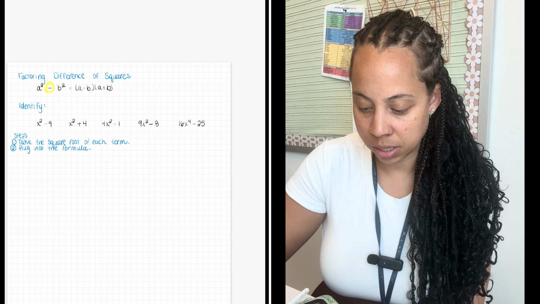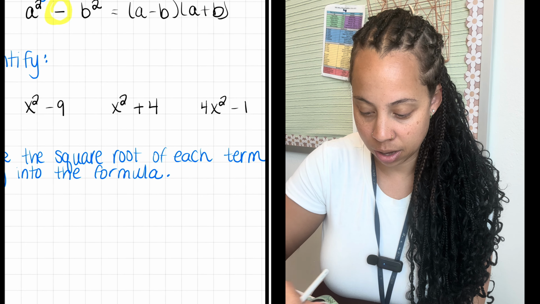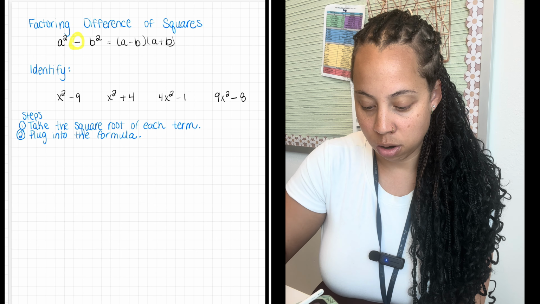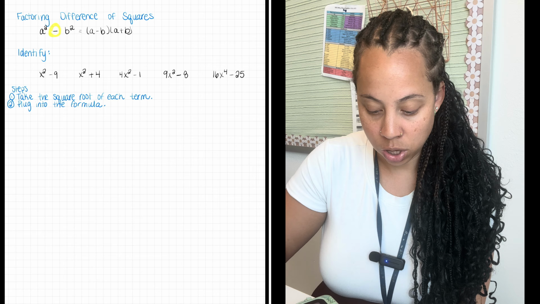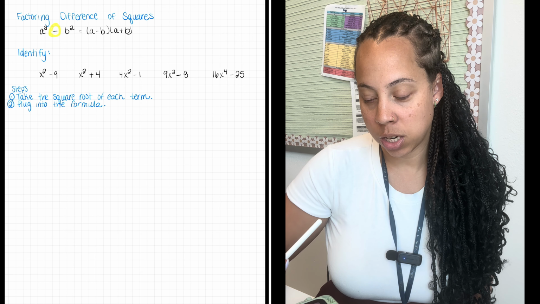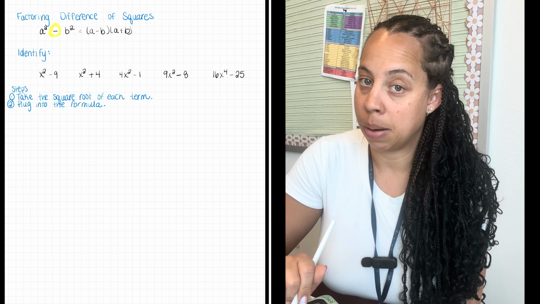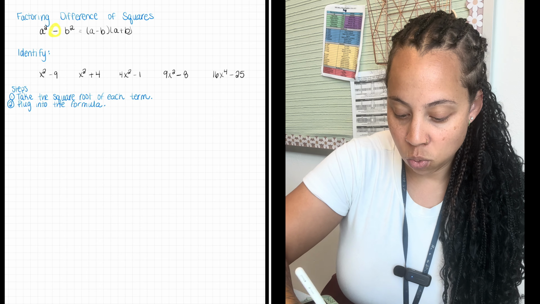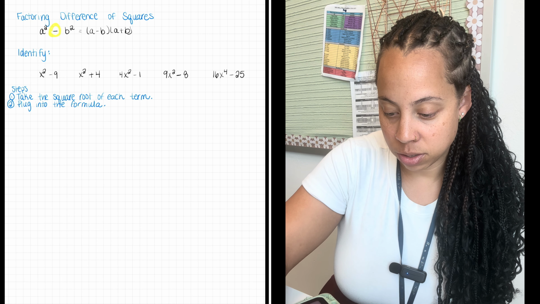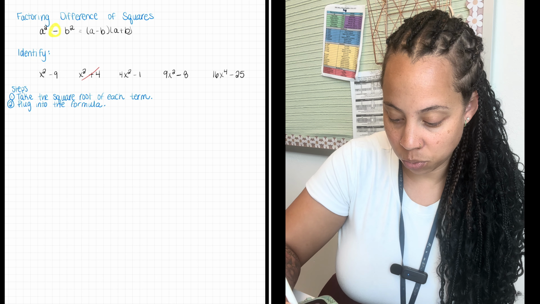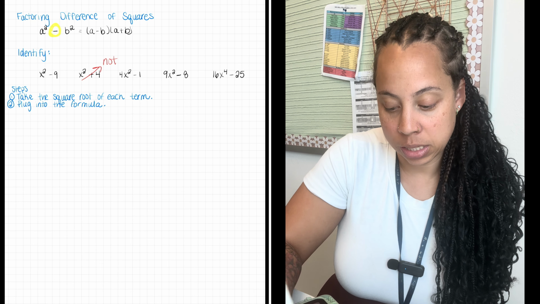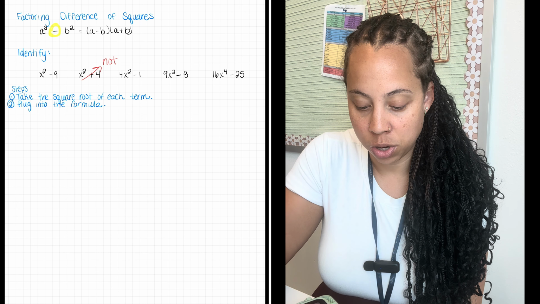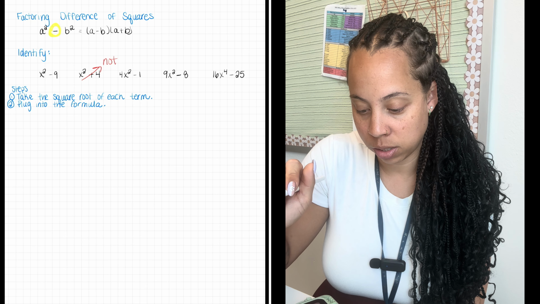So let's look at some examples and try to identify which ones we could use difference of squares for. Remember, the first and most important thing is we need a minus in between. So we can right off the bat cross off this one with the x squared plus 4, because there's no minus in the middle, there's a plus sign. So we know that one is not difference of squares.